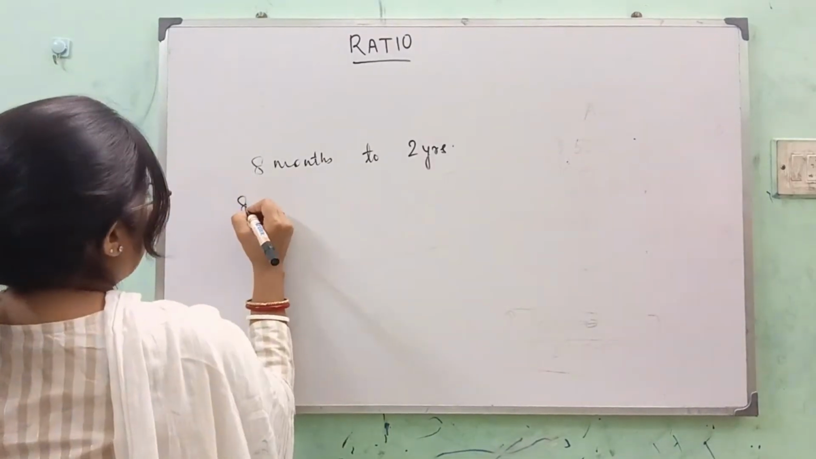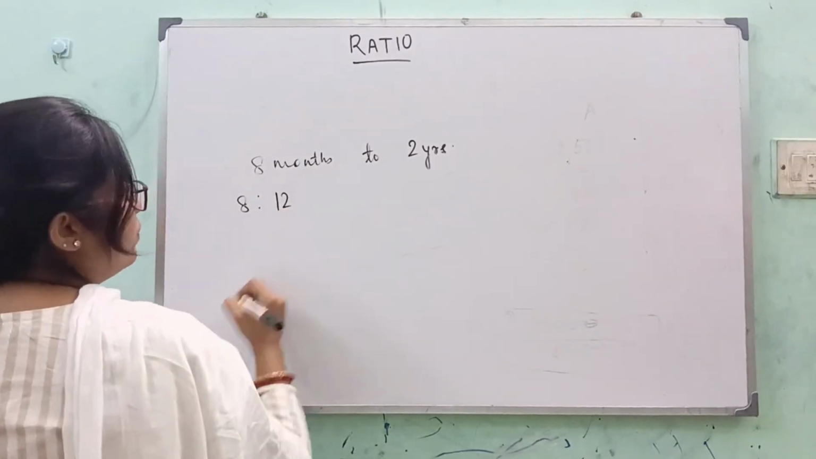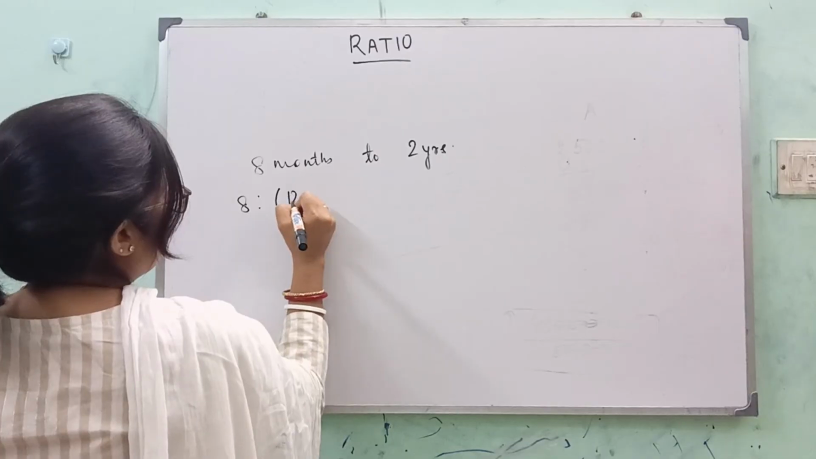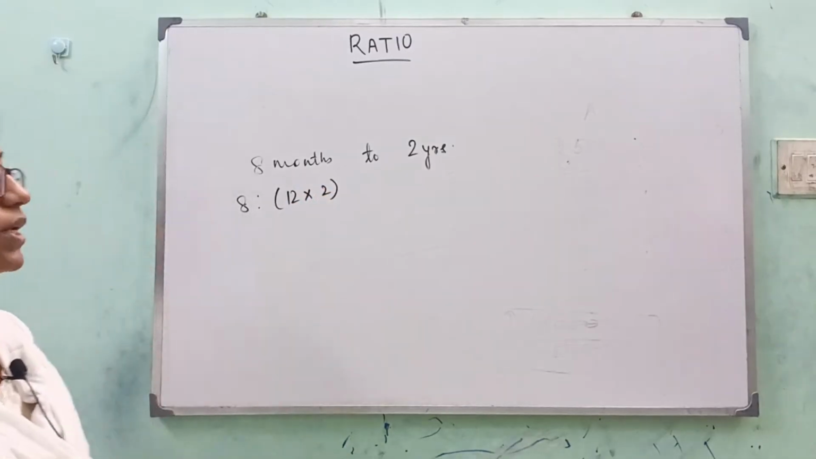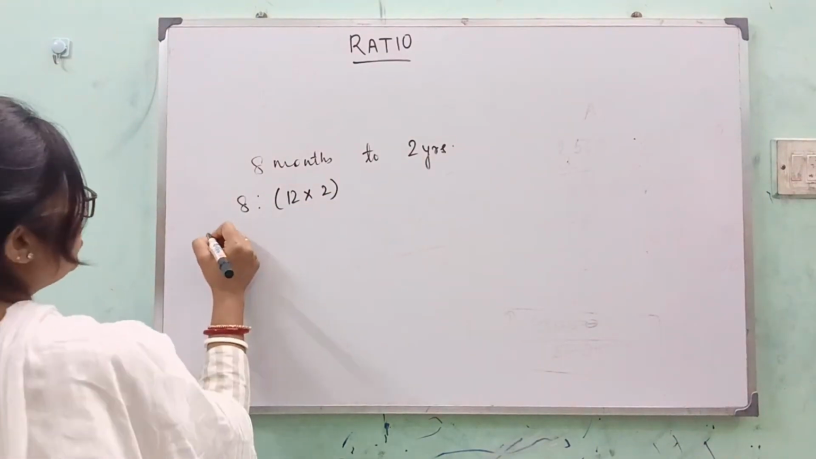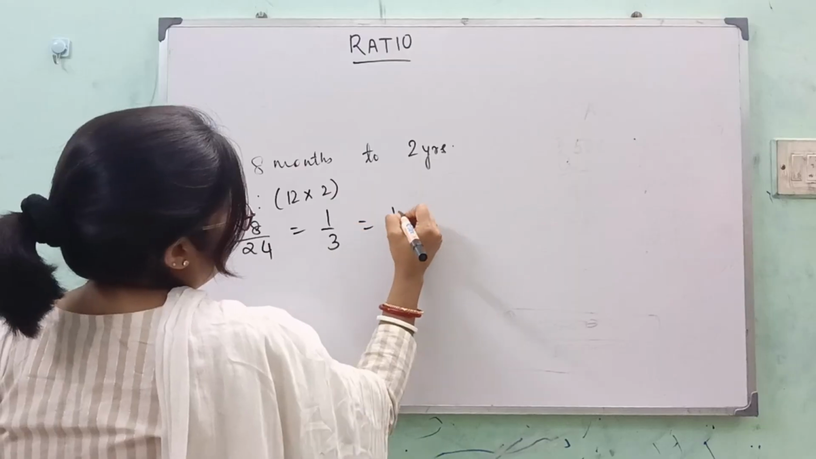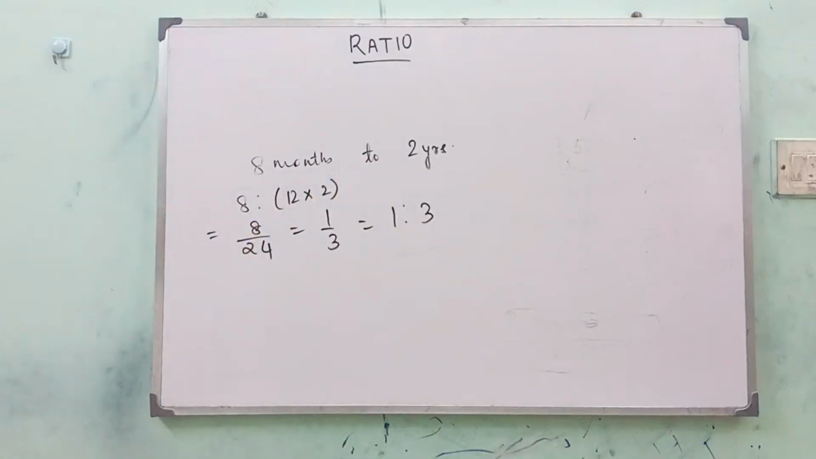So 8 months is to 2 years, you have to do 12 into 2. Why 12 into 2? Because 1 year is 12 months. So 2 years is 12 into 2. That means you have to find out 8 by 24. That is 1 by 3. Your answer is 1 is to 3. So the ratio of 8 months to 2 years is 1 is to 3.